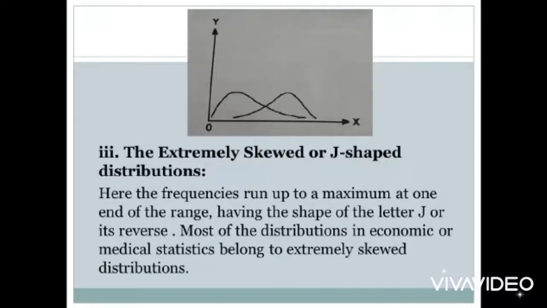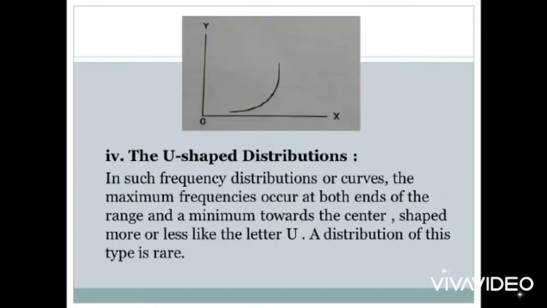Third one is the extremely skewed or J-shaped distributions. Here the frequencies run up to a maximum at one end of the range, having the shape of the letter J or its reverse. Most of the distributions in economic or medical statistics belong to extremely skewed distributions. We can see in the example that the shape of the curve is J-shaped.